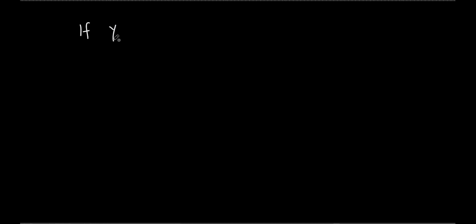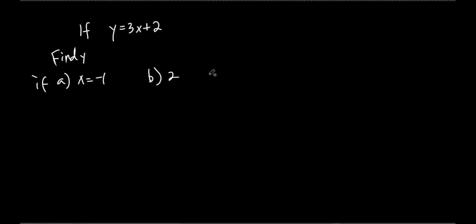What if I said y equals 3x plus 2? And then I said, find y if these following things could be true. x equals -1, x equals 2, and then x equals, let's say 0. I should have said x equals 2. Sorry about that.